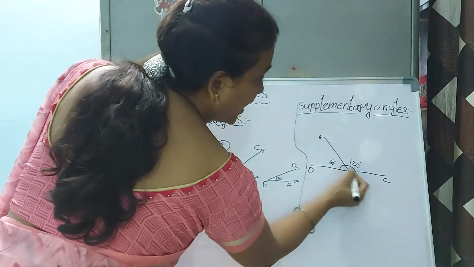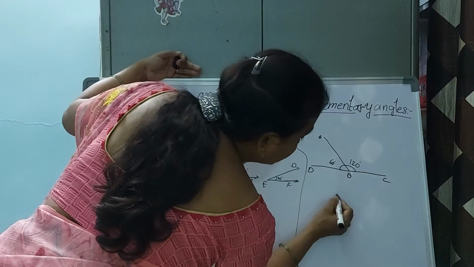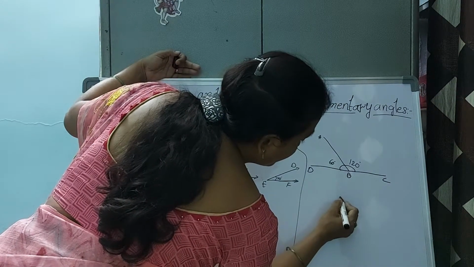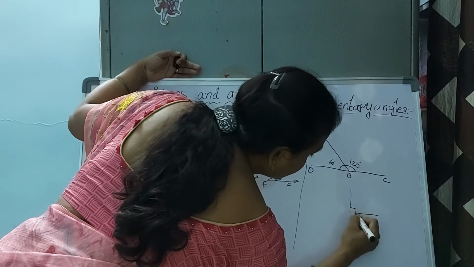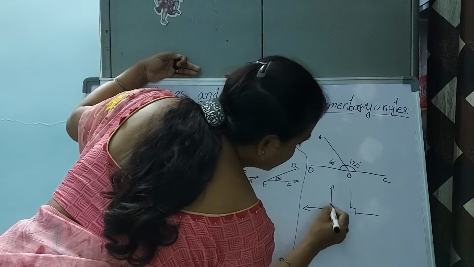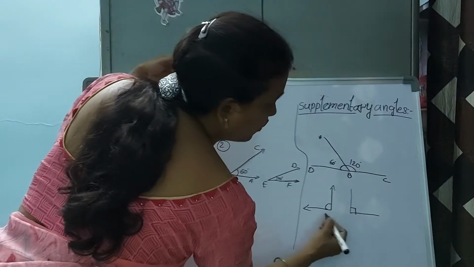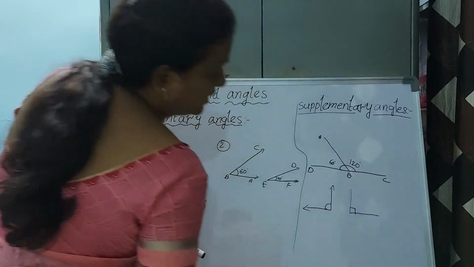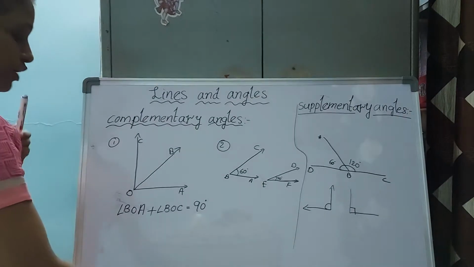If the sum of the two angles is 180, then we call it supplementary. We can write like this also: one is 90 degrees and another one is also 90 degrees. Then the sum of the two angles is 180 degrees, and we call them supplementary angles. Then one more pair is there.